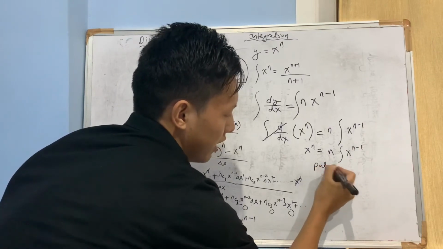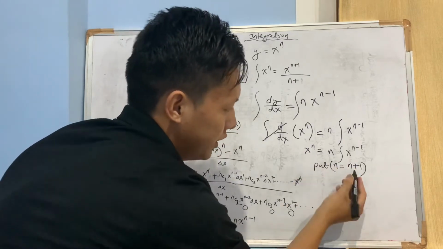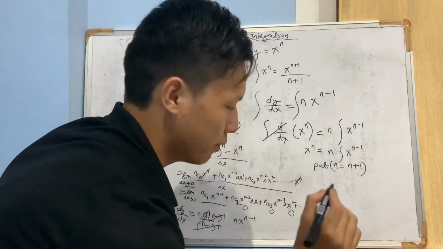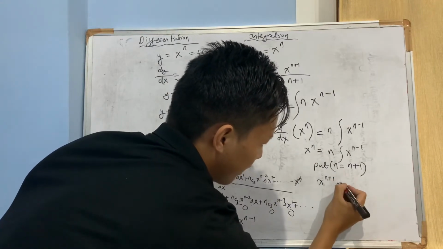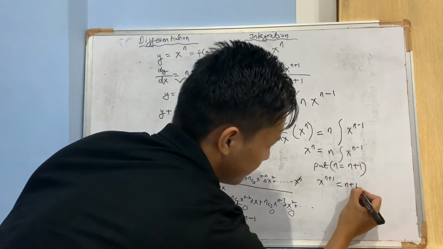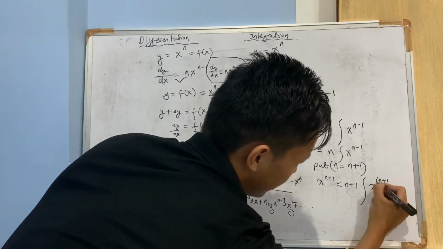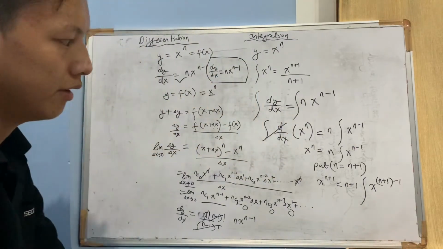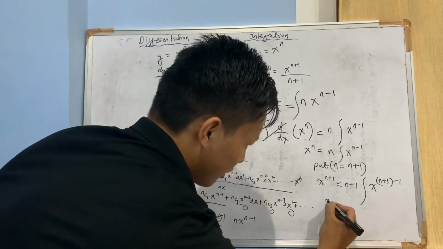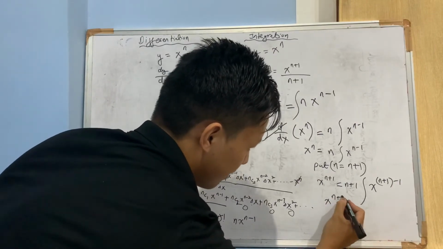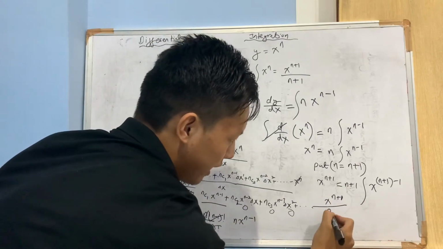Put n equal to n plus 1. Substitute, okay? So wherever there is an n, you put n plus 1. So instead of n plus 1, if I put it here, this will become like this, okay? So what we are left with, if I take this side, this becomes x to the power n plus 1 divided by n plus 1, right?